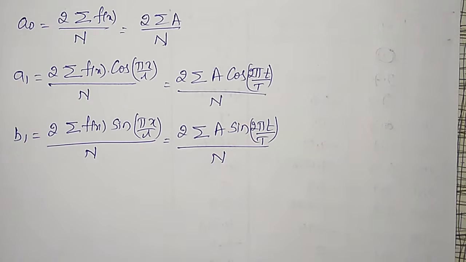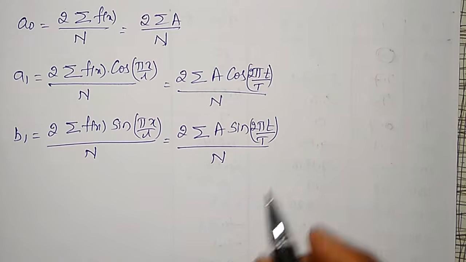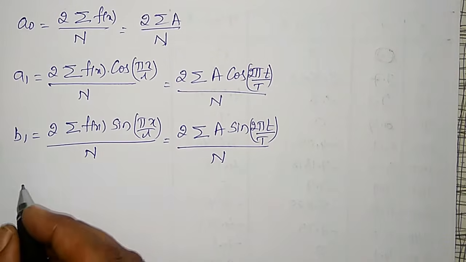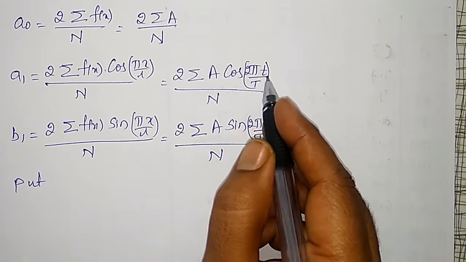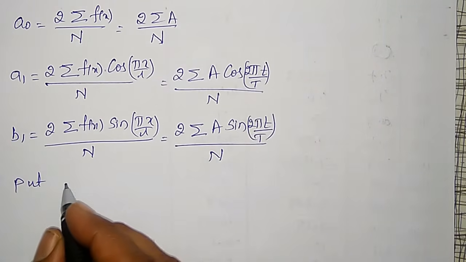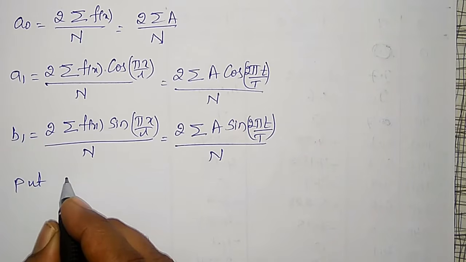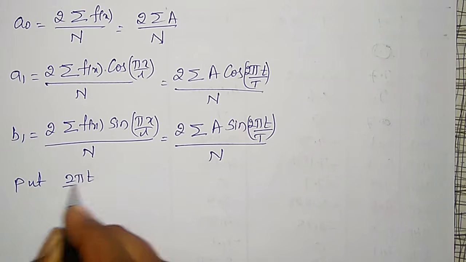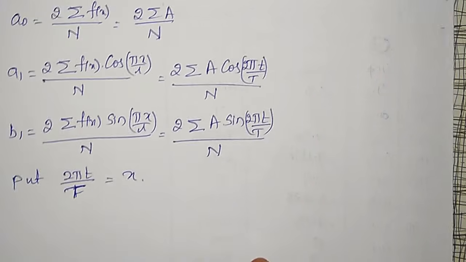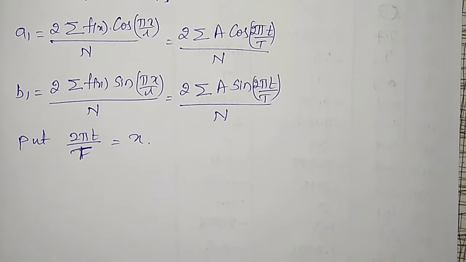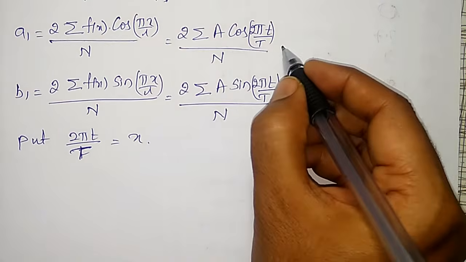To make the calculation simple, let me put 2 pi t divided by capital T equal to x. Then I will form the column tables to do this.